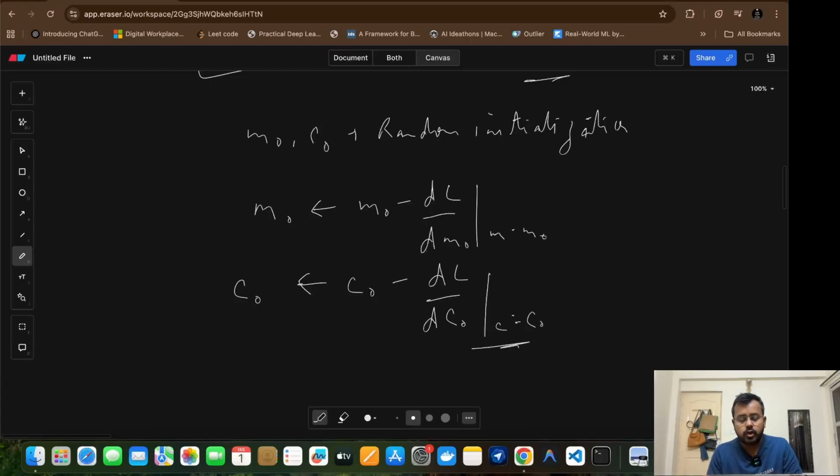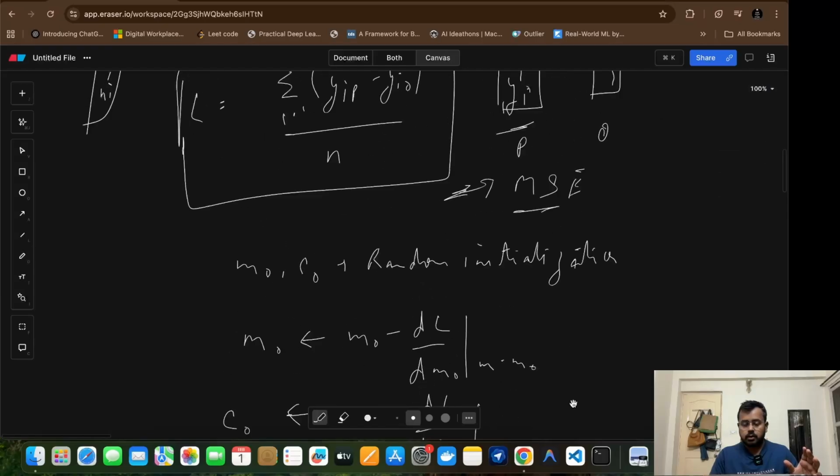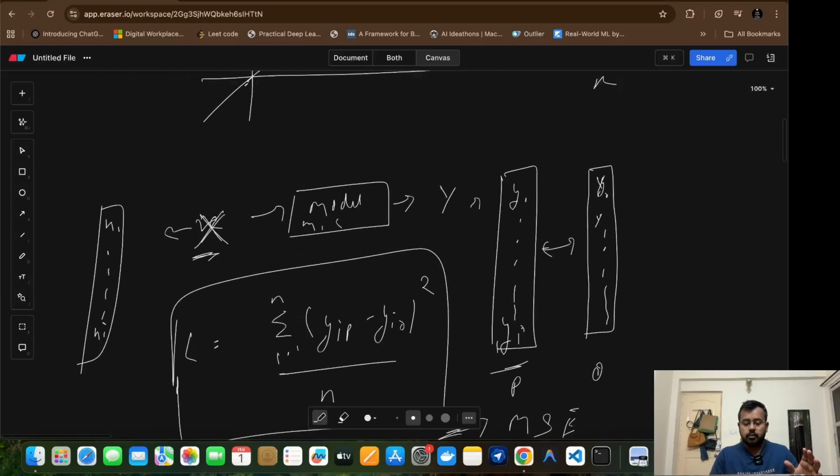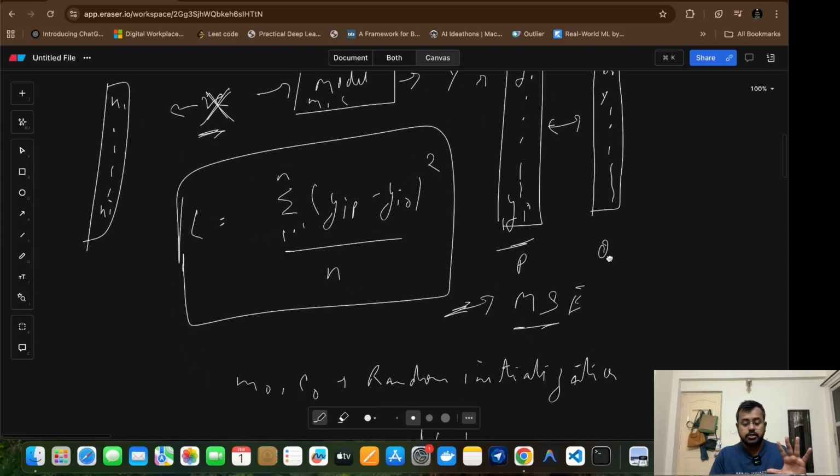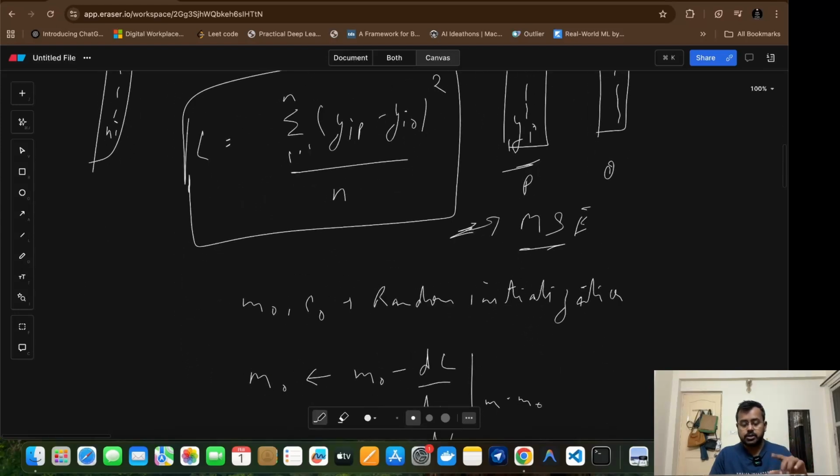So the whole story is, let's say we have this machine learning model. It will assume a random initialization of slope and intercept, which is m naught and c naught in this case. These are called the model parameters, which are getting tweaked, which are getting switched during the model training.